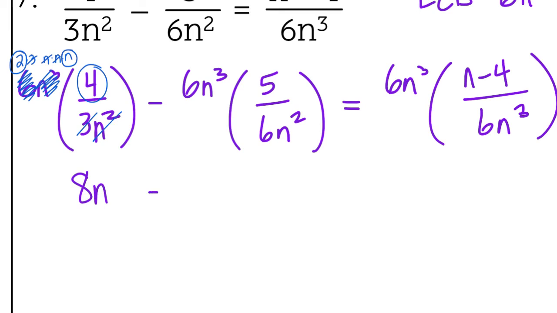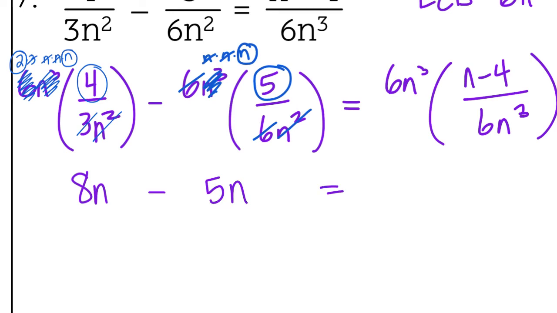I'm going to bring down this minus sign and do the same thing for the next one. So with here, you have to remember that n cubed is the same thing as n times n times n. So when you're canceling out, cancel out the 6's, and then this n squared is going to cancel out 2 of these n's. So I'm left with n and 5. So that term becomes 5n equals, and for this side, 6 cancels with 6, n to the third power cancels with n to the third power. So all that's left is n minus 4.